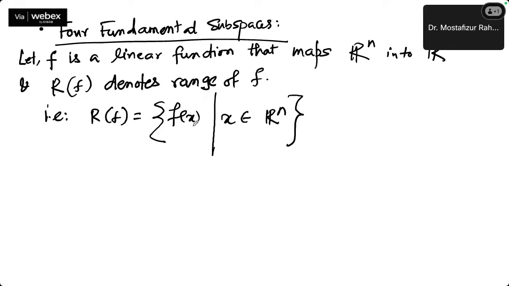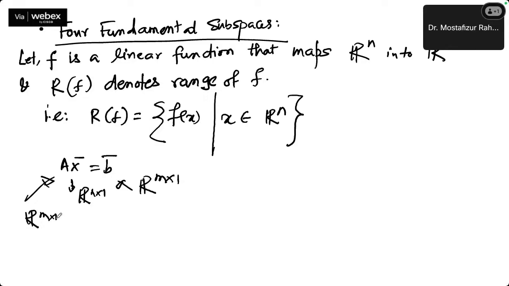If I have some x, which is basically some vector, say for example the equation Ax equals b. What is my x? x is an n cross 1 vector, b is an m cross 1 vector, and A is an m cross n matrix. m cross n, n cross 1, m cross 1, right? Now A is acting as a function on the vector x, which is producing b. So R(F) is the range, which is the vector b here, the output, and it is a subset of Rm.